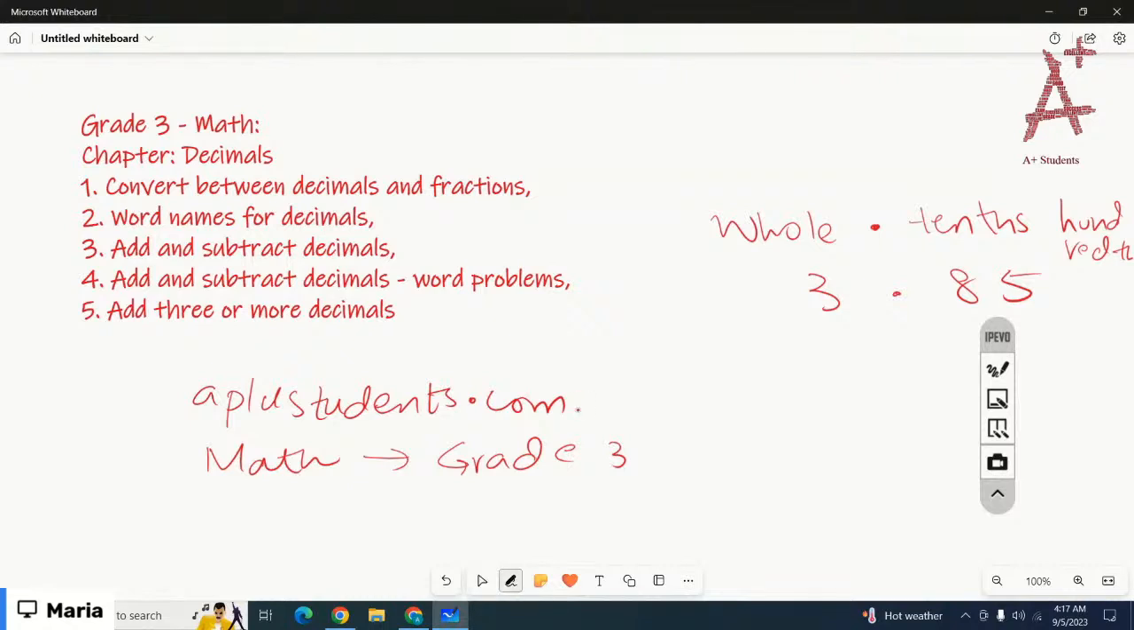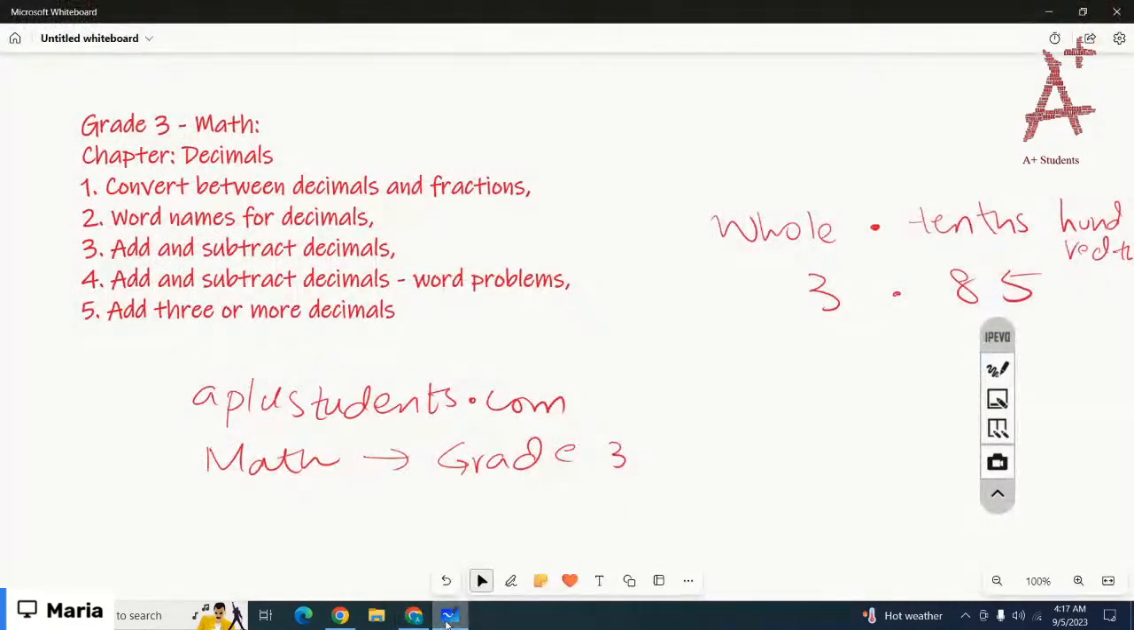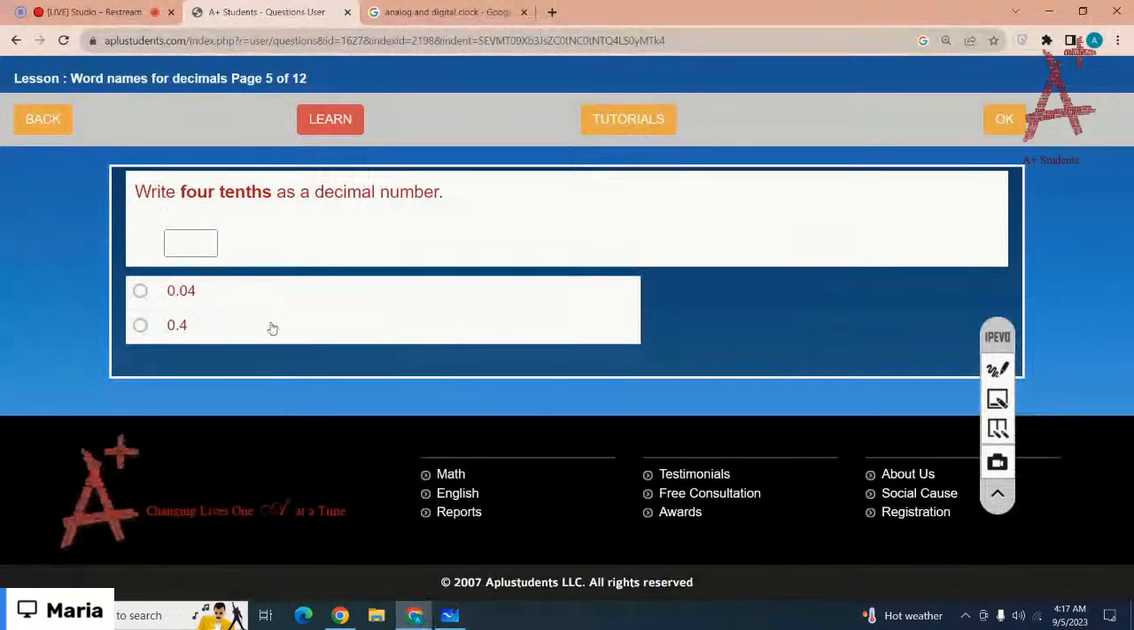Here you are just given 4 tenths. That would be 4 at the tenths position. You don't have any whole number, so it would be 0.4, right? So the correct option is 0.4. The second option is the correct one.